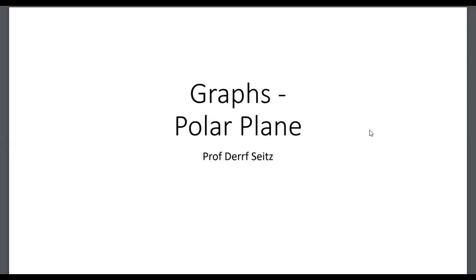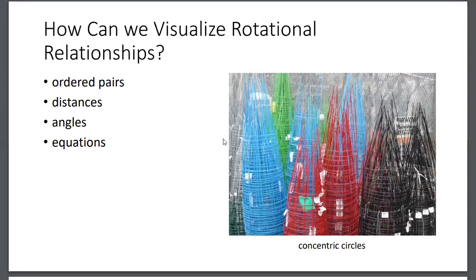Graphs, polar plane. How can we visualize rotational relationships? We'll find that we can use ordered pairs that involve distances and angles, and then introduce equations. This picture here shows some concentric circles on these various cones here.